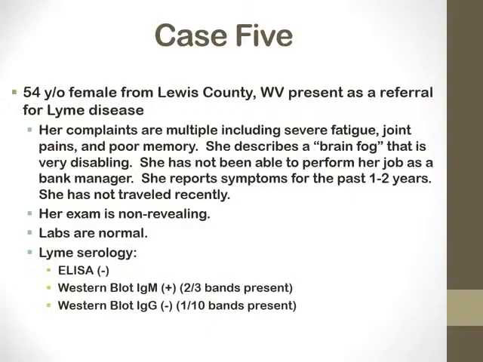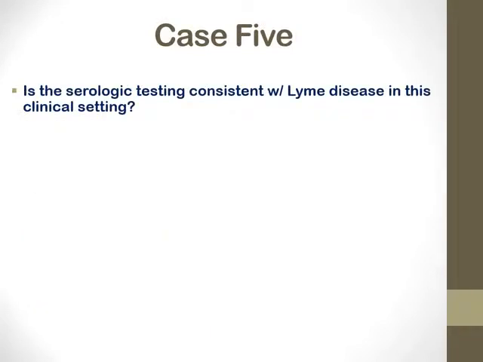Labs didn't have anything striking on them, except her Lyme serology was as follows. Very importantly, her ELISA was negative. Her Western blot IgM had 2 bands positive, and her IgG had 1 band positive, again being interpreted as negative because you need 5 bands for IgG to be interpreted as positive. So her IgM is an isolated IgM positivity with these symptoms of brain fog, joint pains, and fatigue.